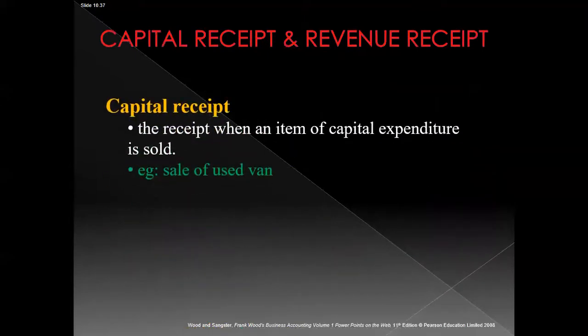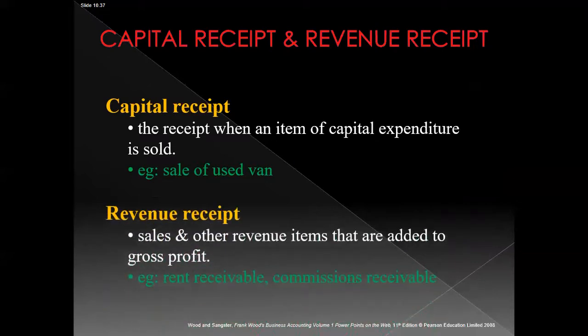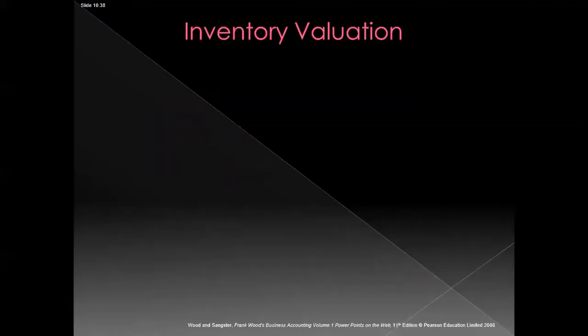Capital receipt. How does the business gain capital receipt? When the business sells an item of capital expenditure. For example, the sale of a used van. Revenue receipt shows the sales and other revenue items that are added to the gross profit. The revenue receipt is not only sales. It's also other income received or receivable by the business, such as rent receivable and commission receivable.